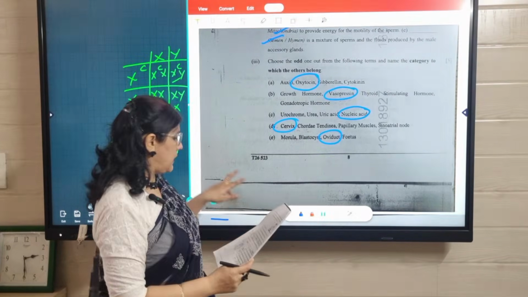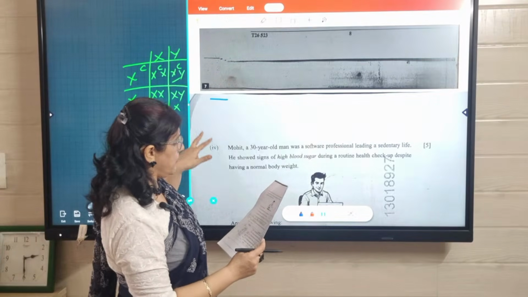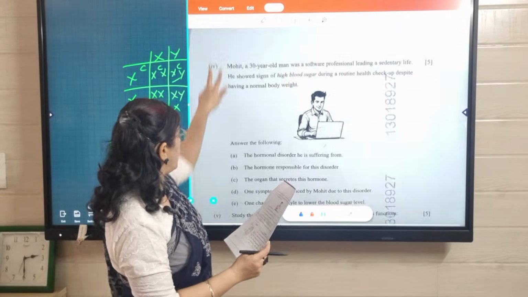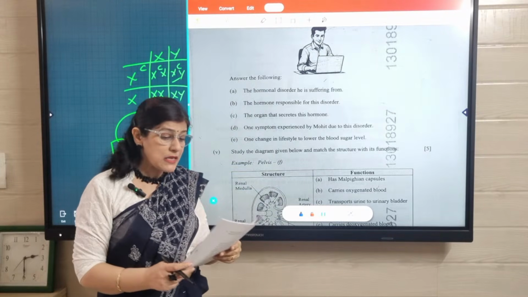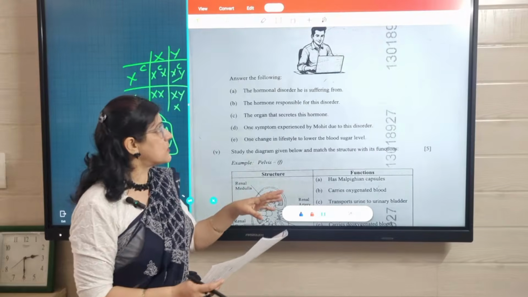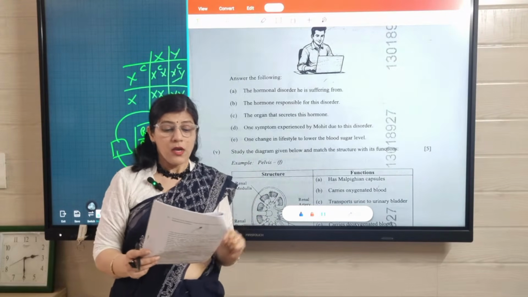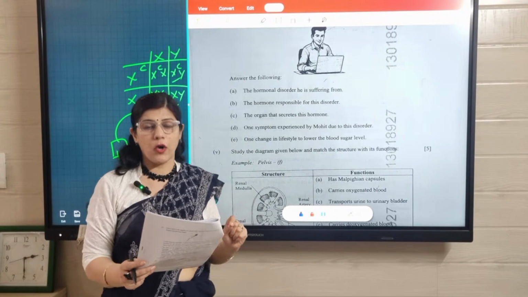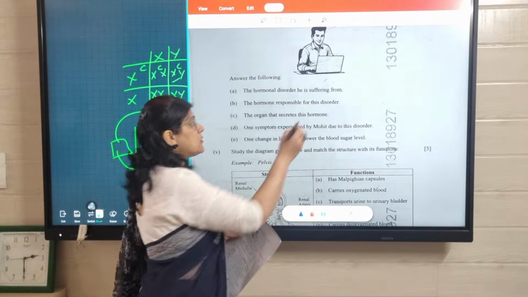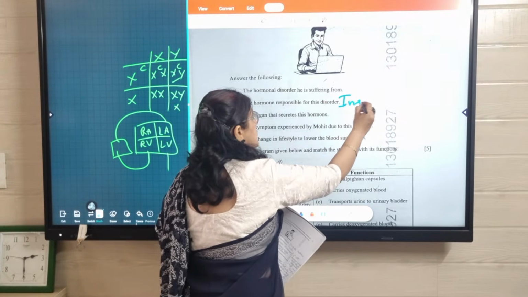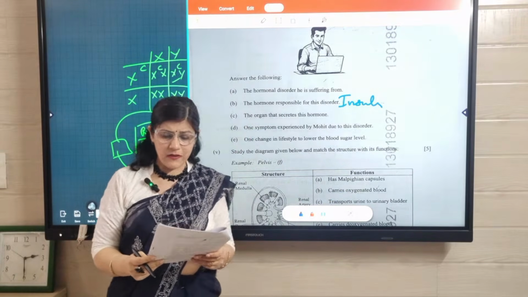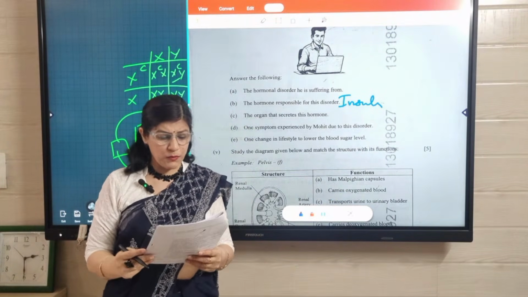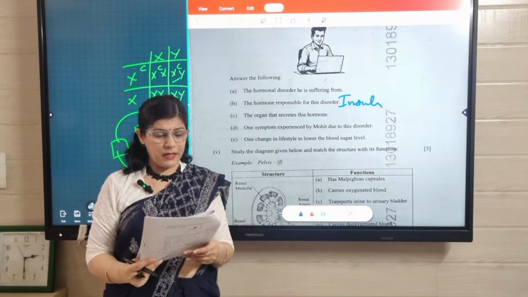In fourth part, answer the following. The hormonal disorder he is suffering from. This is diabetes mellitus. You have to again mention diabetes तो करेंगे, mellitus भी आना चाहिए. The hormone responsible for this disorder is insulin. The organ that secretes this hormone, pancreas. You know beta cells of Langerhans आप कुछ भी लिख सकते हैं, पर आपका organ पूछा गया तो pancreas.